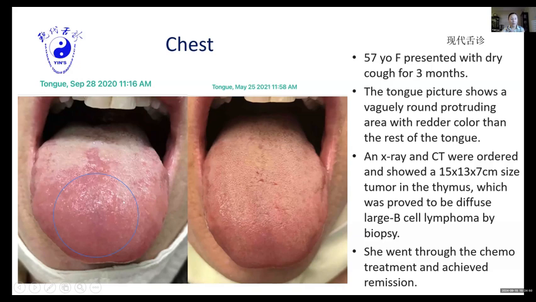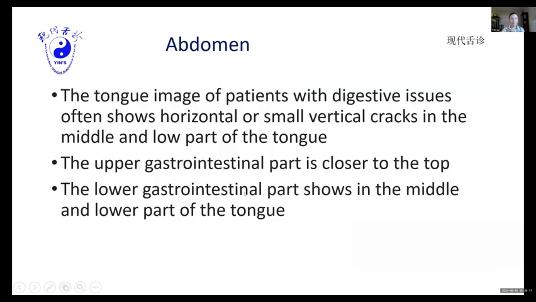She had 6 rounds of chemo. 8 months later, she came back for hand neuropathy, and at that time she was already in remission. And then you can see that big protruding thing in the chest is gone. I kept the teeth in to let people realize it's the same person.